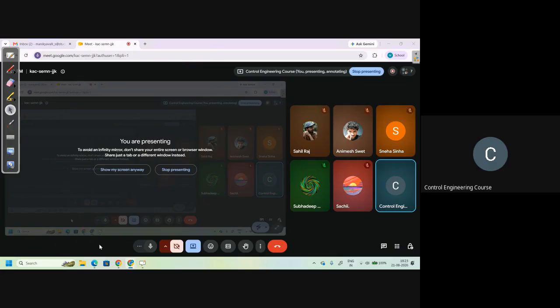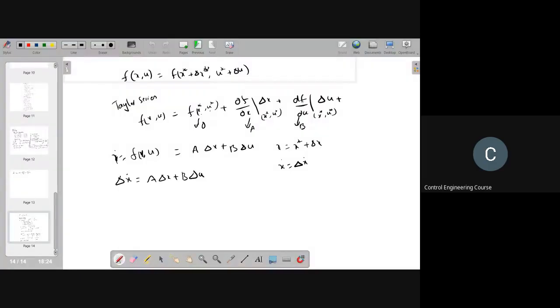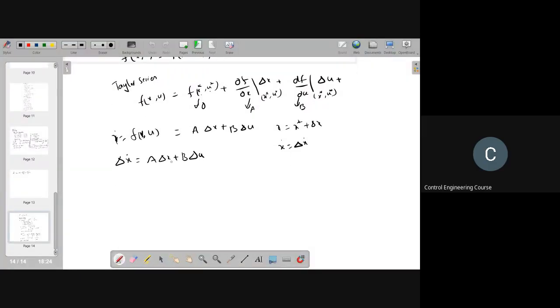Around the equilibrium point means slightly above the equilibrium point. Then around the equilibrium point will be the discussion. Then also we can write it as delta y is equal to c delta x plus d delta u. This is called the local linearization. That means we are linearizing the system around the equilibrium point.